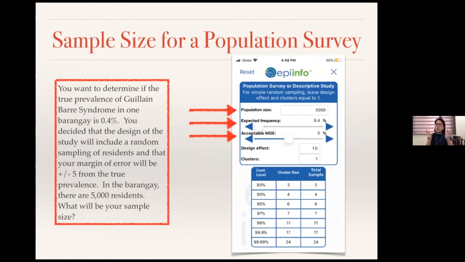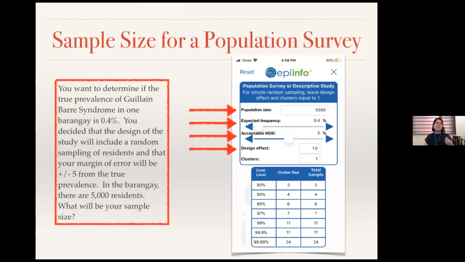If you want to be more accurate, then you can make your margin of error smaller. It can be 1 or it can be 0.5, so it can be more accurate in that sense. But 5% is acceptable already. What is the design effect?